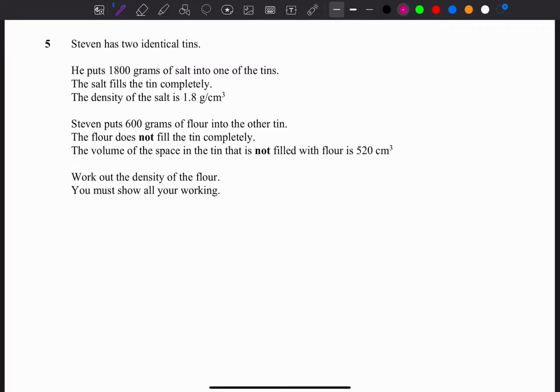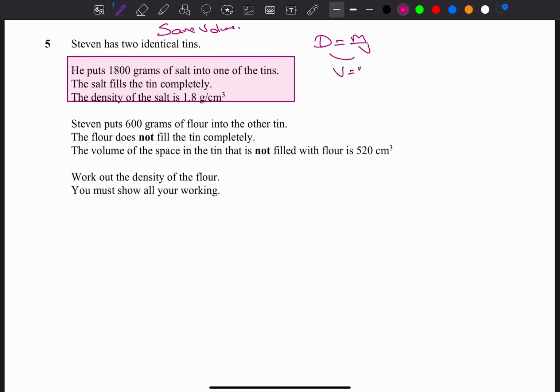So using the first one here, I can work out the volume. Identical tins, that means they will have the same volume. Okay, so remember, density is mass over volume. Volume is mass over density. Mass is 1,800 over 1.8, which will give you what? 1,000 centimeters cubed.